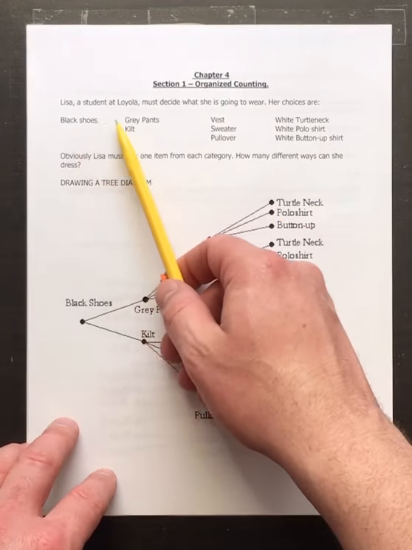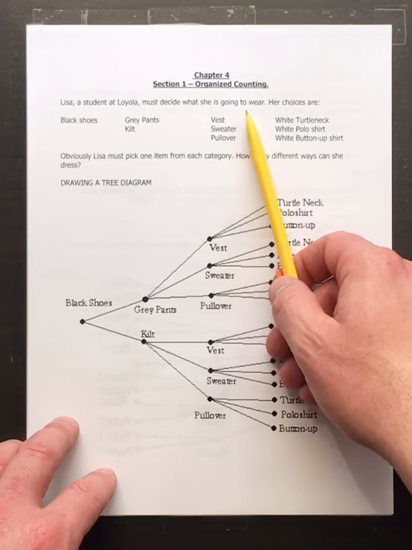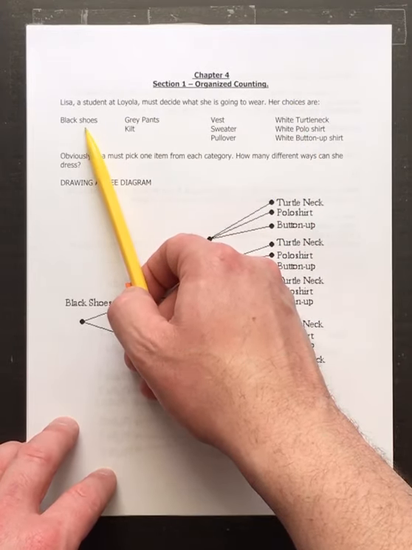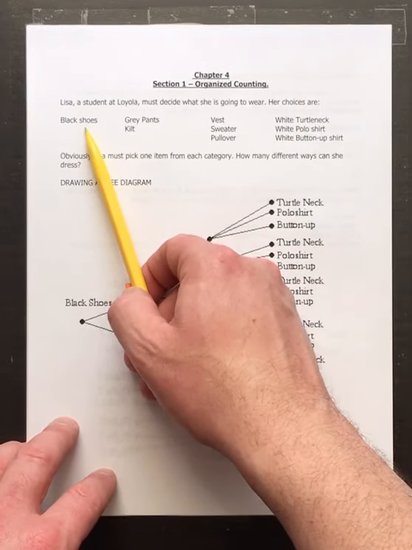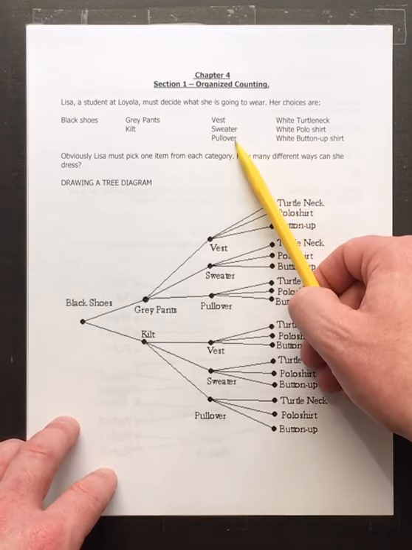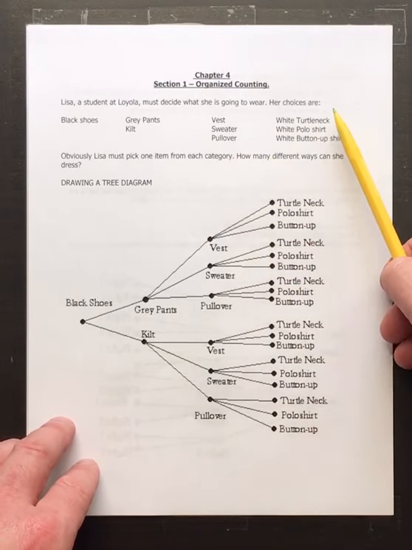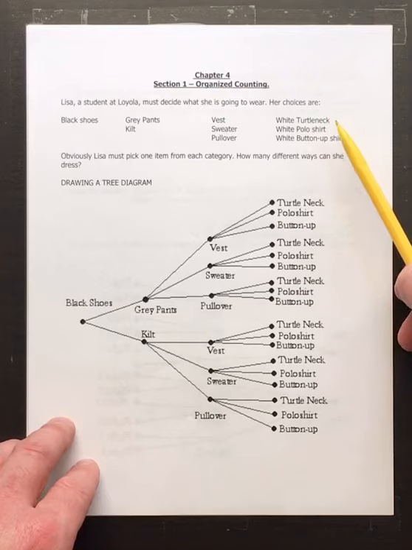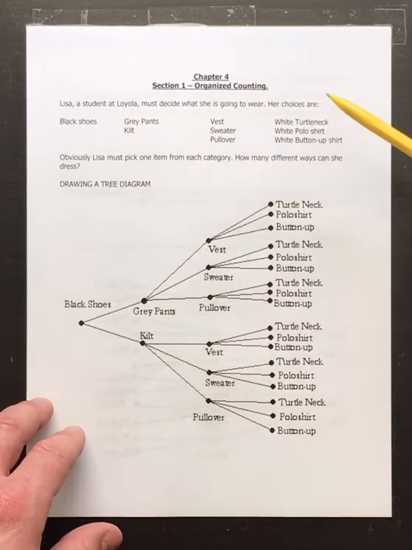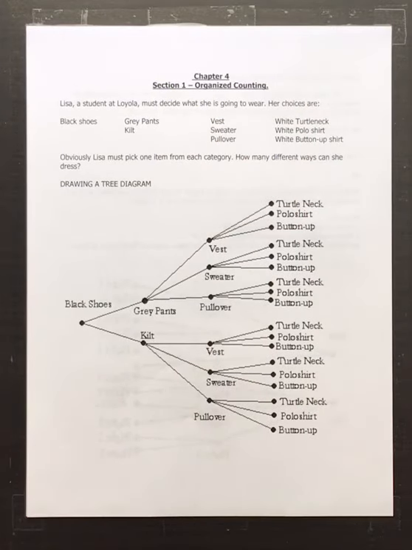Okay, Lisa, a student at Loyola, must decide what she's going to wear. Her choices are, well, she doesn't have a choice with her shoes. She has to wear her black shoes. But she has a choice whether she wears her pants or her kilt. She also has a choice as to whether she's going to wear her vest, a sweater, or a pullover. Okay, and she also has to choose whether she's going to wear a turtleneck, a polo shirt, or a button-up shirt. So all 1, 2, 3, 4 things make a complete outfit.